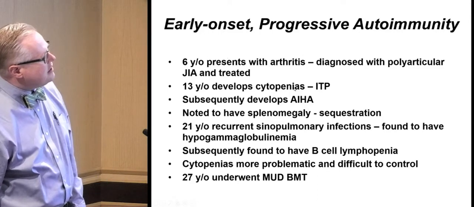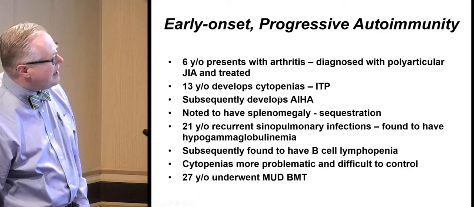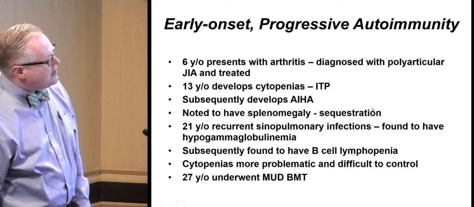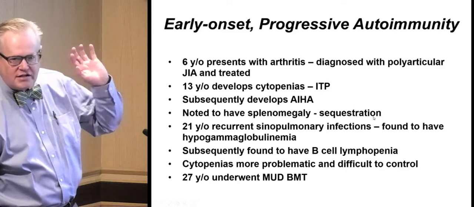Then when she was 13, she developed cytopenias, particularly ITP, and then she subsequently developed autoimmune hemolytic anemia. She was noted to have splenomegaly at the time, and they thought, well, that's just because she's sequestering all these cells.